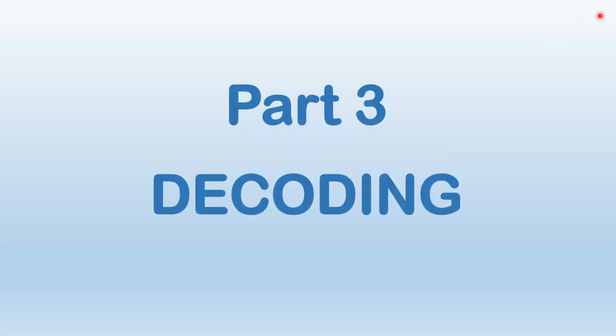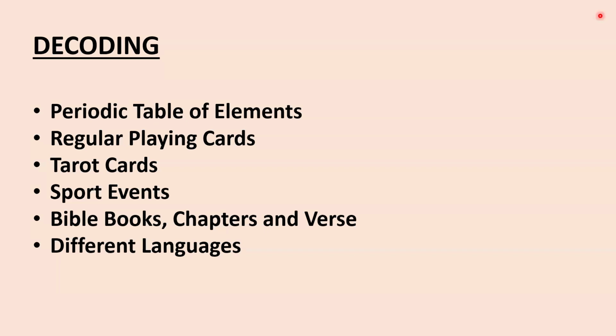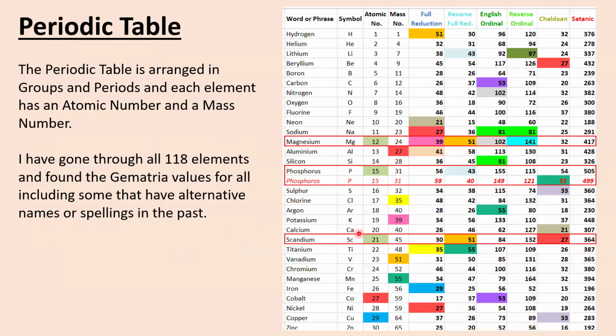Okay, part 3, decoding. So there's other areas we can use for decoding. The periodic table of elements, regular playing cards, tarot cards, sports events, Bible books, chapters and verse, and different languages. So first, the periodic table.